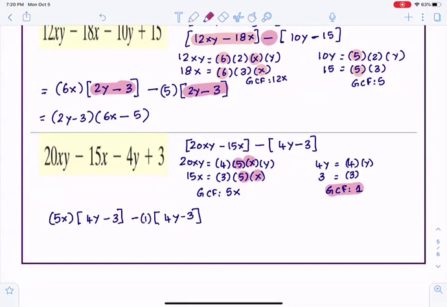Now you can see that 4y minus 3 is in common between those two terms. So if we pull that out, if I take 4y minus 3 out of the first expression, I have 5x. If I take 4y minus 3 out of the second expression, I have -1. And that would be the final answer.